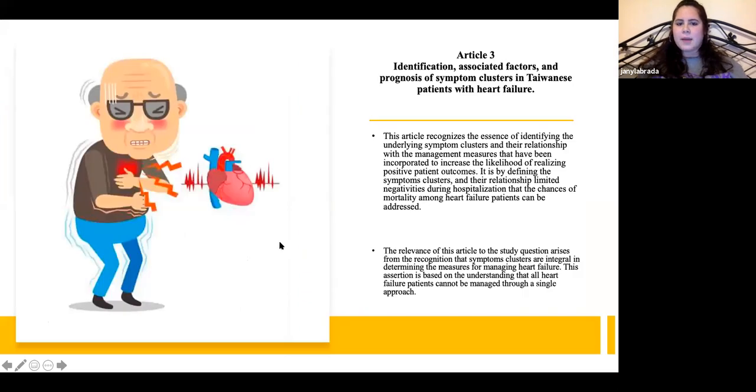All right, my next article is the identification, associated factors, and prognosis of symptom clusters. This was in Taiwanese patients. It was a study that was performed. This article recognizes the essence of identifying the underlying symptom clusters and the relationship with the management measures that have been incorporated to increase the likelihood of realizing positive patient outcomes. It is by defining the symptom clusters and their relationship with negative events during hospitalization that the chances of mortality among heart failure patients can be addressed.